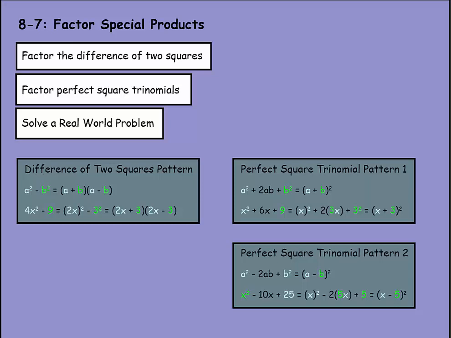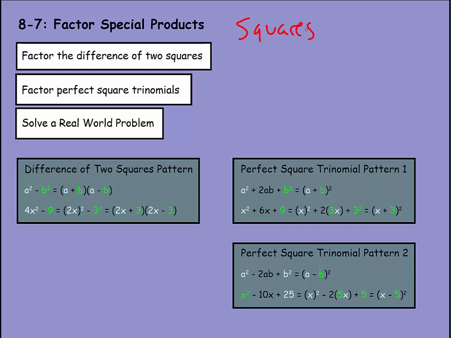We're on lesson 7 of chapter 8, where we're going to factor special products. First we're going to factor the difference of two squares. Then we're going to factor perfect square trinomials. Then we're going to solve a real-world problem. If you haven't noticed by now, these special products deal with perfect squares.